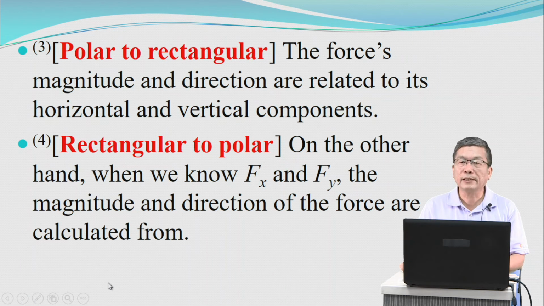Polar to rectangular. The force's magnitude and direction are related to its horizontal and vertical components. Rectangular to polar. On the other hand, when we know Fx and Fy, the magnitude and direction of the force are calculated from the equation.